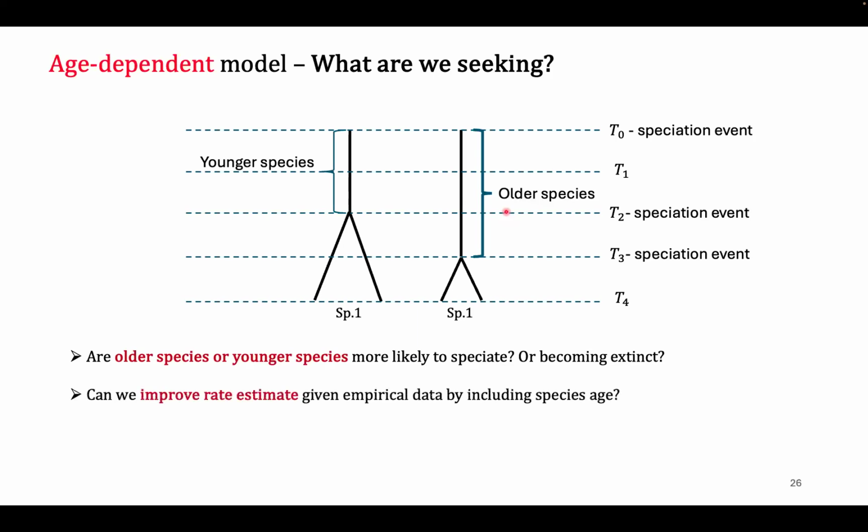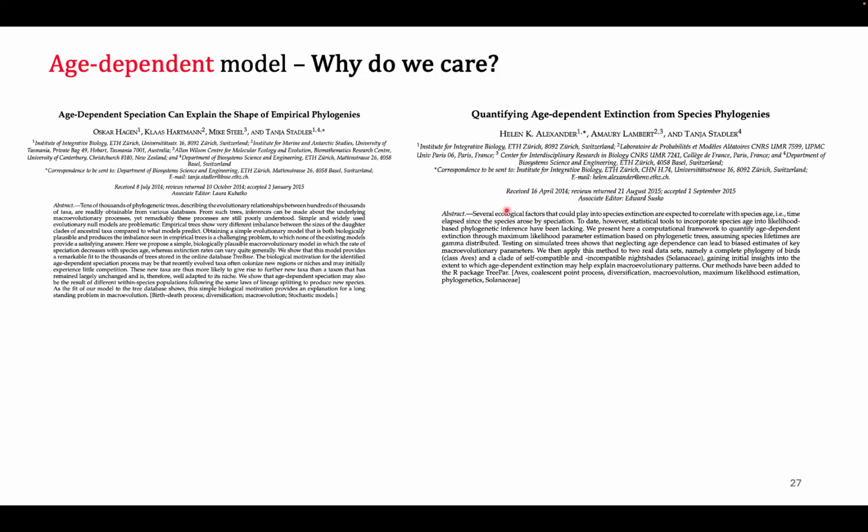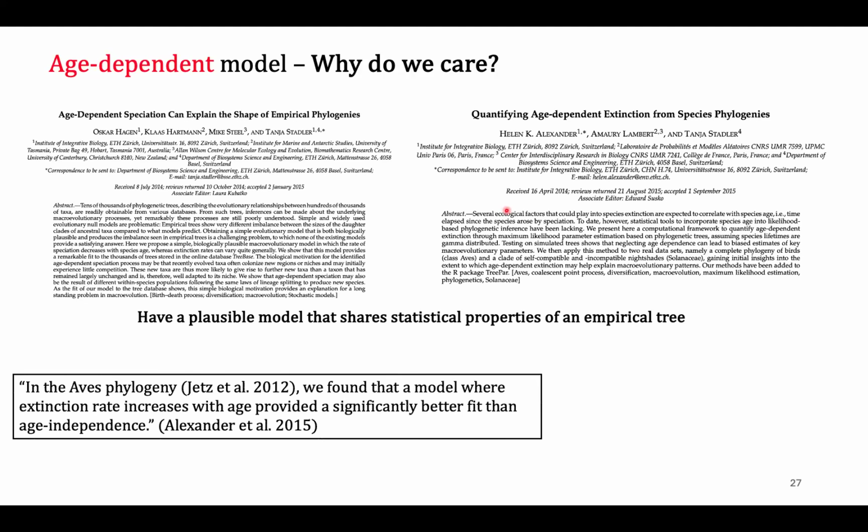And then whether we can actually improve rate estimates given empirical data by incorporating species age into your rates. So these are some empirical studies that found that incorporating species age into your rates improves the rate estimates. So in this one, they applied their age-dependent model to an empirical phylogeny, and they found that they have better rate estimates with an age-dependent model compared to a model where rates don't depend on the species age.